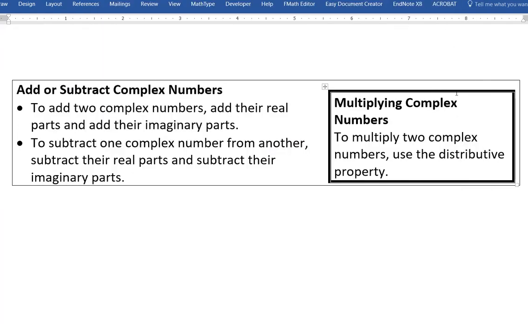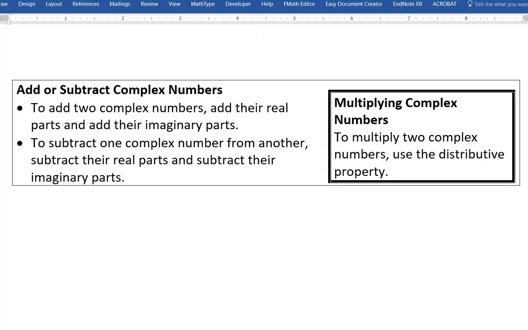All right, so how to add or subtract complex numbers. To add two complex numbers, add their real number parts and add their imaginary parts. Okay? And then to subtract one complex number from another, subtract their real number parts and subtract their imaginary parts.